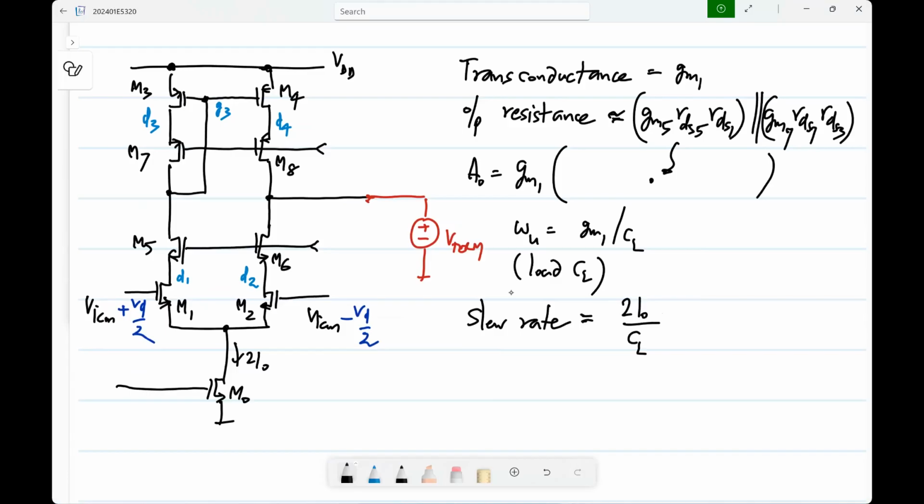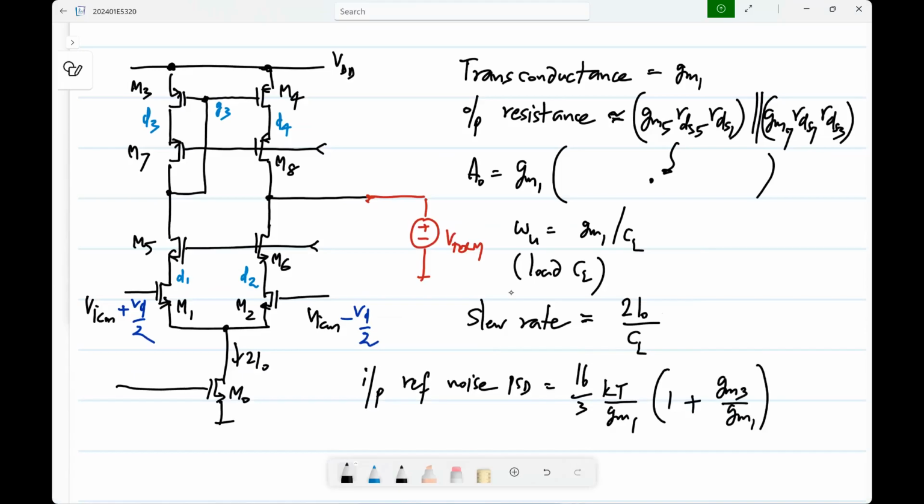What is the input referred noise based on all the discussions we had? What will it be? How is it related to the input referred noise of the simple op amp? Same, because the cascodes don't contribute any noise, it will be the same. And how much was it? We had 16 by 3 kT by GM1 just because of the input devices, and the load devices had that one. Okay.